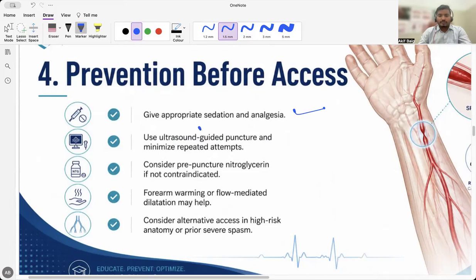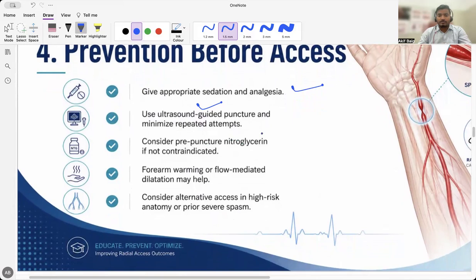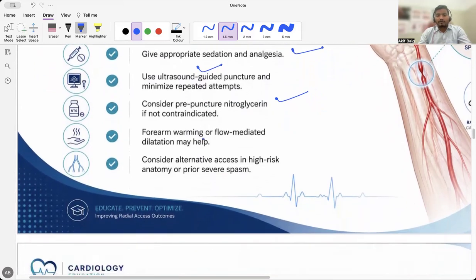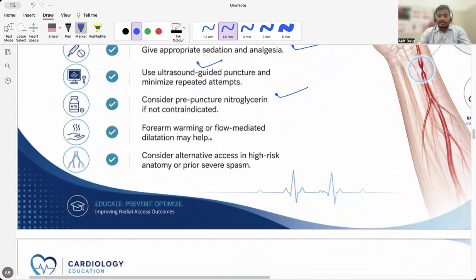Try to use ultrasound guidance if you are used to it, because it may reduce your chances of multiple punctures. Also consider pre-puncture nitroglycerin, subcutaneous or topical, which can slightly help. However, it has not been found to be of much use, but few people still try that. Other techniques are forearm warming or flow-mediated dilatation, which I'll tell you one by one.